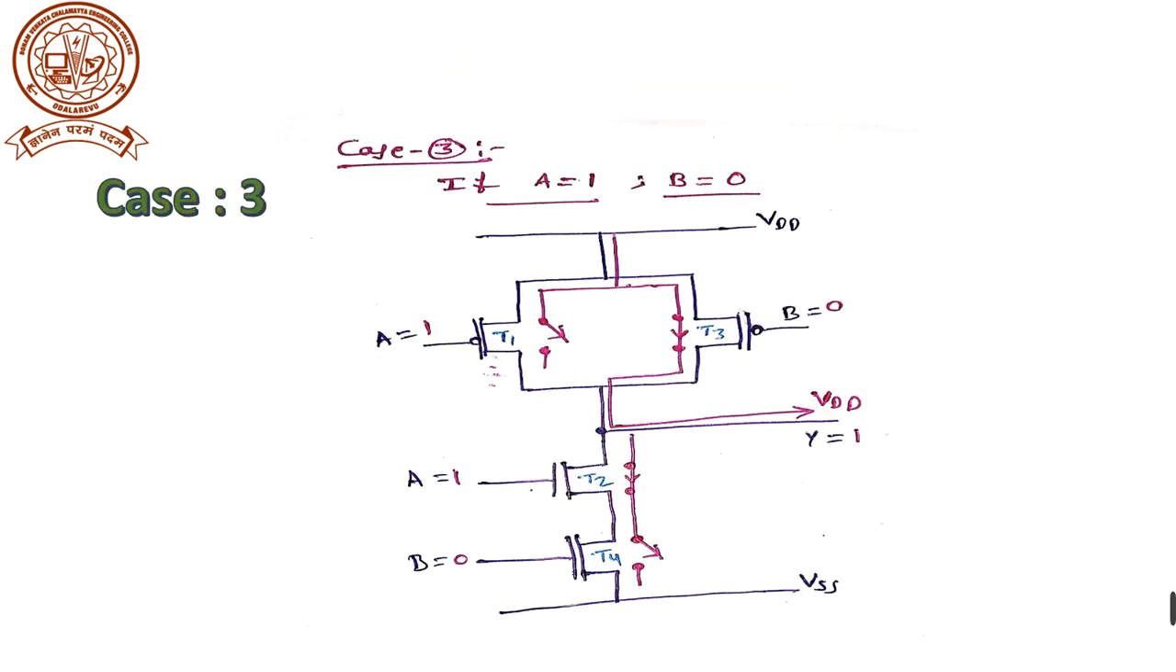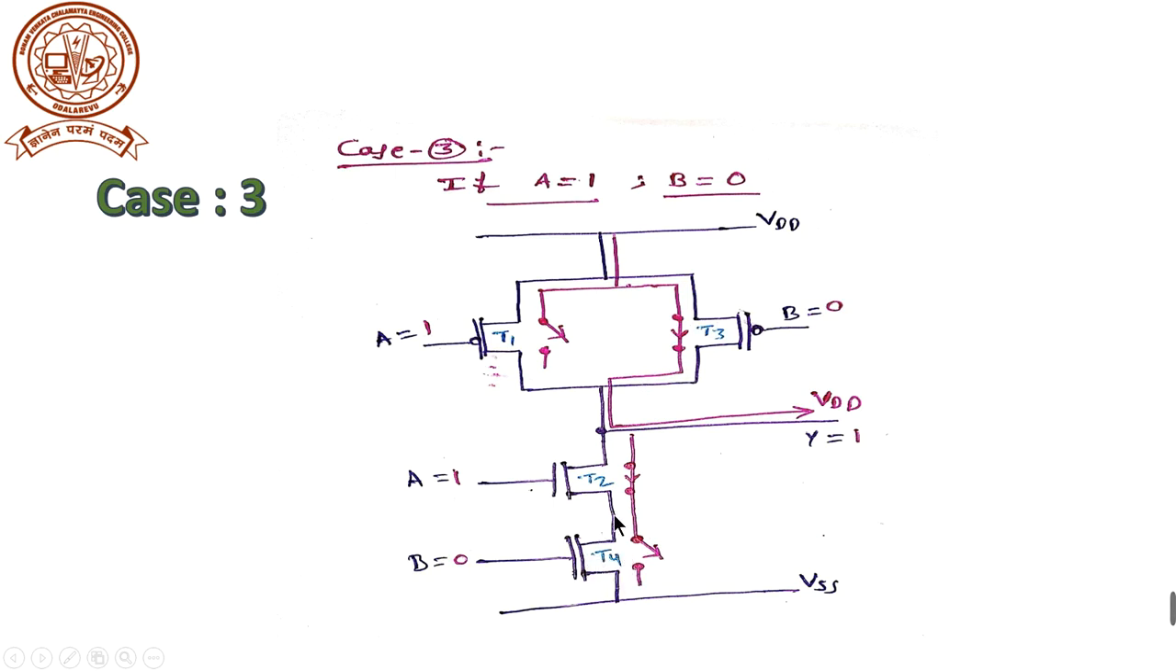And coming to the third condition, case 3, if A equal to 1, B equal to 0. See here, A equal to 1, the transistor T1 is in off state, that means it acts as an open switch. Similarly T2 acts as an on switch, that is a closed switch. For B equal to 0, T3 should be on state, acting as a closed switch, and T4 should be open because of the NMOS logic.